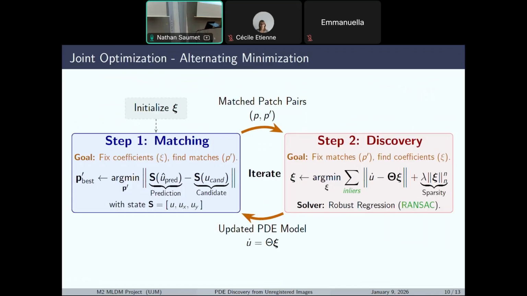We just initialized the coefficient xi to a vector of 0 at first. So the first step of matching is simply matching the pixel value. But you could imagine to, for example, add a prior on your coefficients xi. So if you have an idea of what your PDE should look like, you could add some prior information on these coefficients in order to directly, at the first step of matching, consider this prior PDE to match the patches.